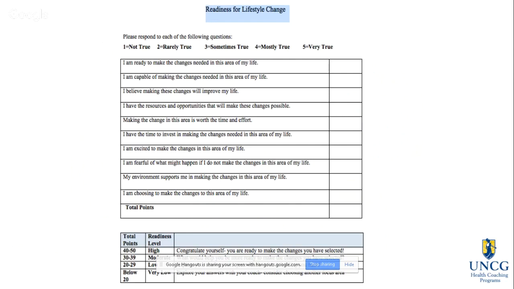And this tool could also be another way to check in with a client after they've attempted to reach various goals that they've set. It will help the client reflect on where they are in their journey towards reaching their desired goals.